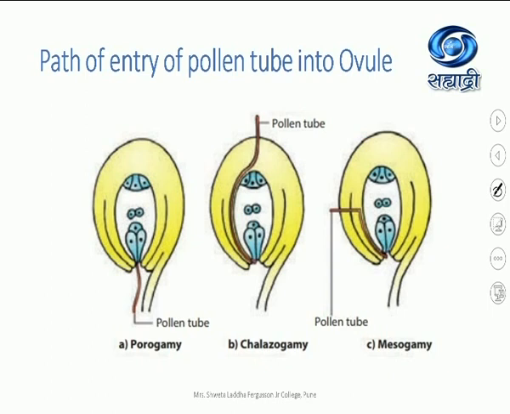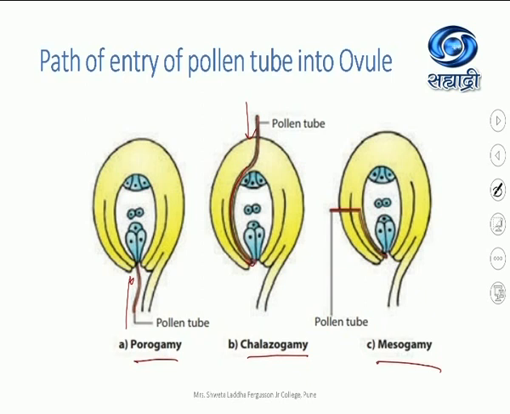If the pollen tube is entering from the micropylar end, this process is called porogamy. If the pollen tube is entering from the chalazal end, it is called chalazogamy. Of course, it will enter from the chalazal end, again go towards the micropyle and then enter through the synergids. Synergids will help it. But if it is entering through the integuments, it is called mesogamy. So 4 definitions you have now learned in the last 5 minutes.